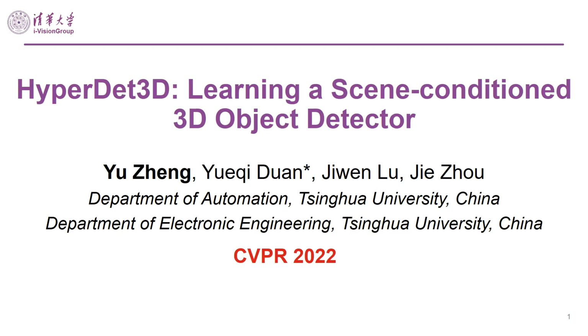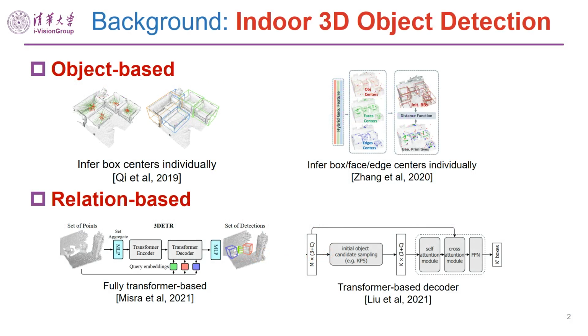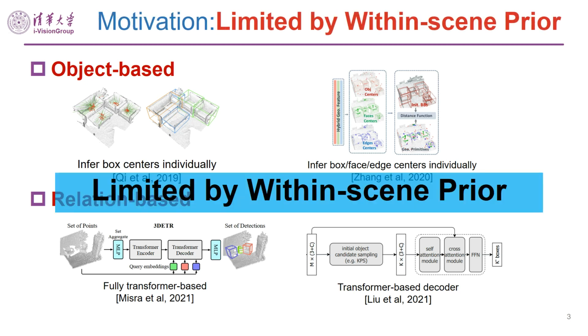The paper title is HyperDet3D, Learning a Scene-Conditioned 3D Object Detector. The task of indoor 3D object detection aims to locate and classify objects of interest in complex indoor scenes. Previous methods tackle the problem by voting for the objects individually, or explore the dense relations between object proposals. However, these methods are limited by their within-scene prior.